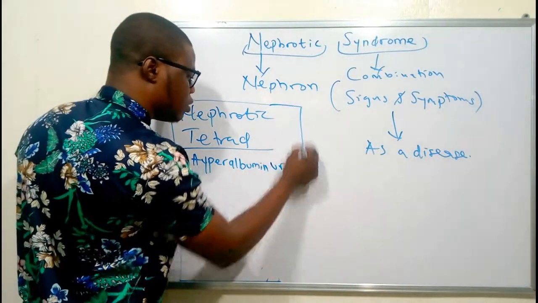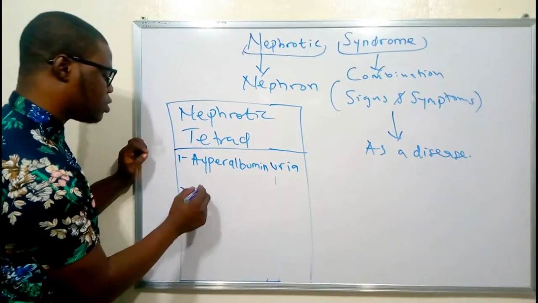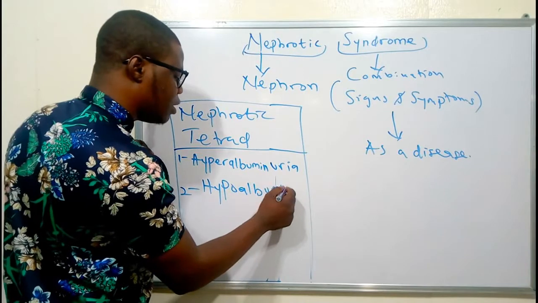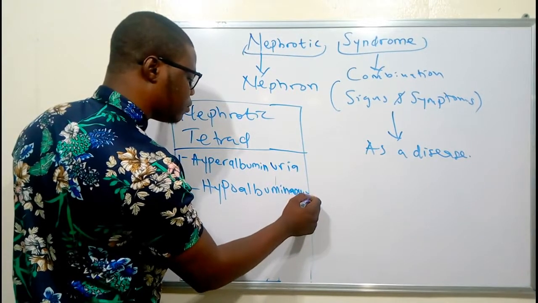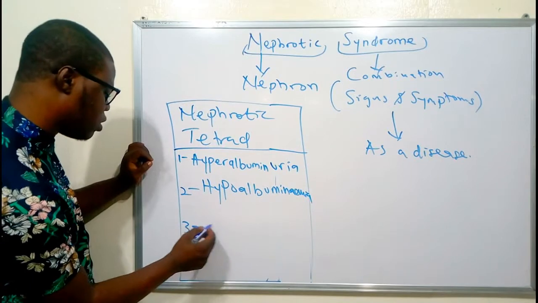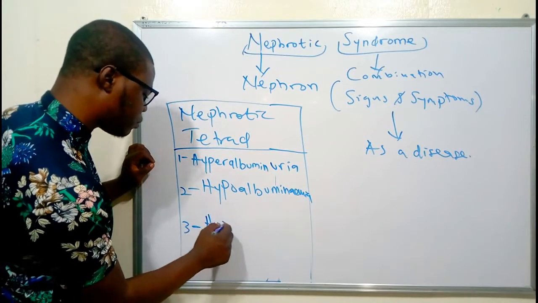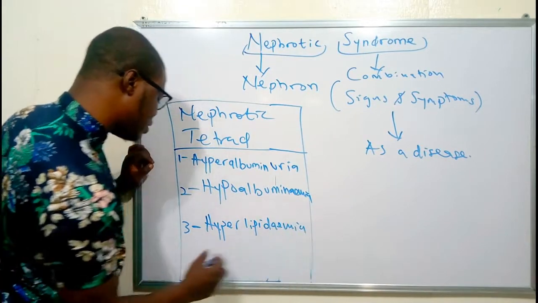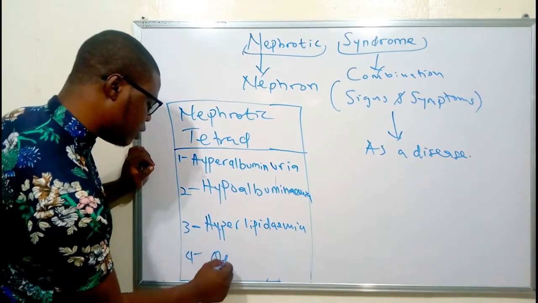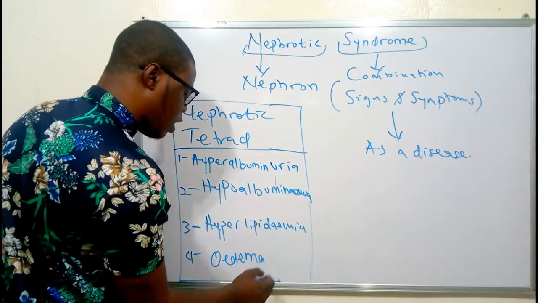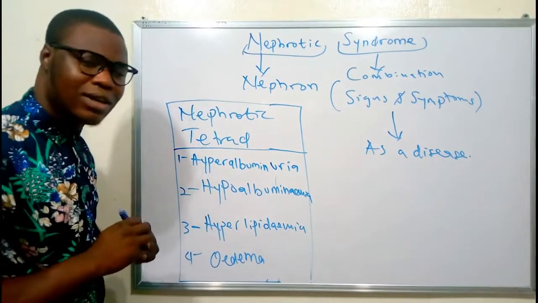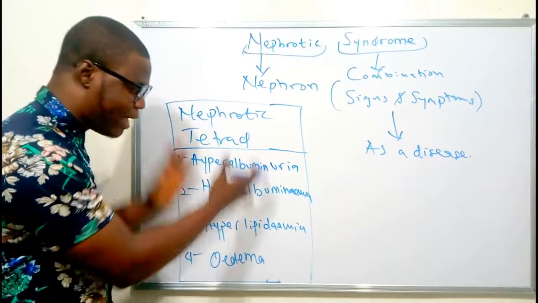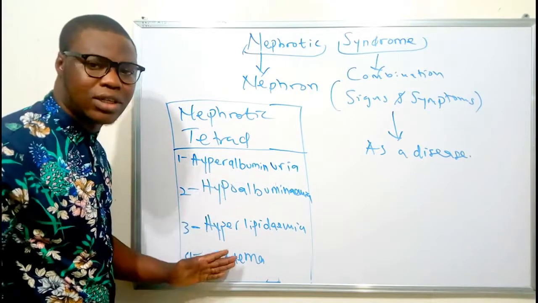hyperalbuminuria. So that is one. The second one is called hypoalbuminemia. The third one is called hyperlipidemia. And the last one is called edema. Now, these are the nephrotic tetrad. Of course, in some other textbooks, they can change this edema to something else. But based on this, these are the nephrotic tetrad.